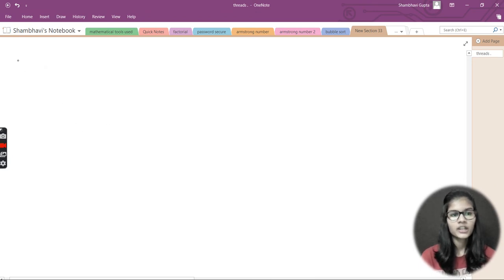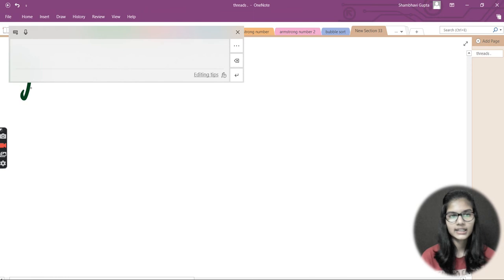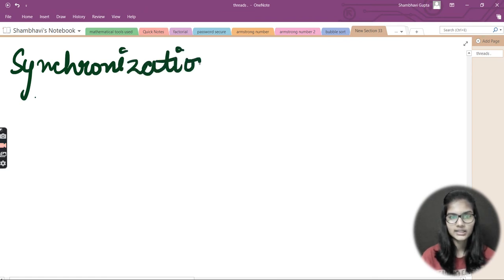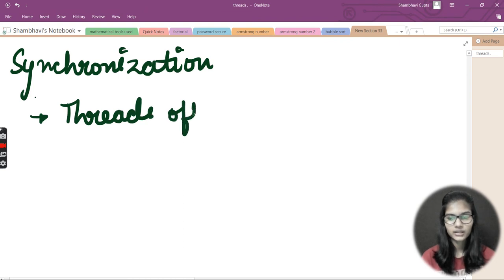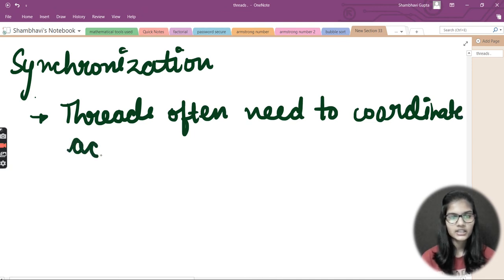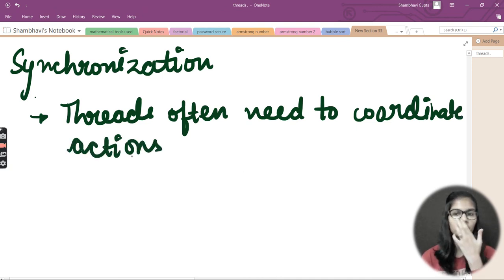Okay, now let's start. Another problem which occurs is synchronization. I would write synchronization like this. Okay, this is the spelling for that particular thing. So another problem which occurs in threads is synchronization. What things come under this? The very first thing is that threads often need to coordinate actions, right? This is the first thing that comes under this, that threads often need to coordinate actions.